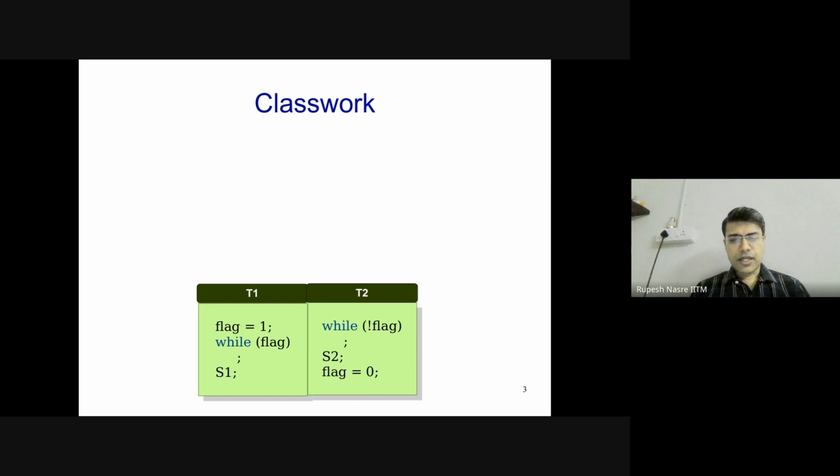Okay. Let's do a simple exercise. What we have are two threads, T1 and T2. There is a shared variable flag, and the code of T1 and T2 is shown here. T1: flag equal to 1, while flag do nothing, and if flag is false, then execute some statement S1 which doesn't change flag. T2 says while flag is false, you wait, and as soon as it becomes true, execute S2 and then set flag to 0. The question is, what does this code achieve? Any suggestions?